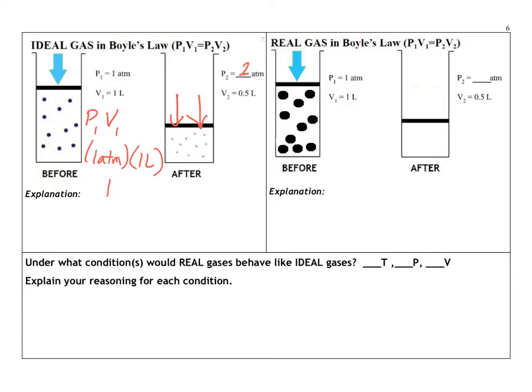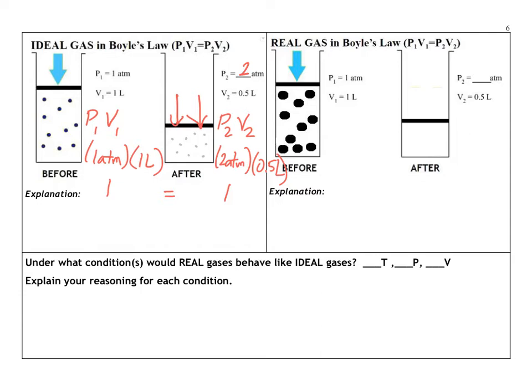And likewise on this side, if you take P2 and multiply it by V2, 2 atm times 0.5 liters is going to give you 1 also. And so P1 times V1 equals P2 times V2. Now let's look at the real gas scenario.